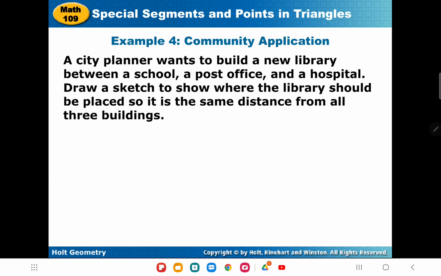An application here. We have a city planner who wants to build a new library that's between a school, a post office, and a hospital. We want to draw a sketch to show where the library should be placed so it's the same distance from all three buildings. In your project, the PBA for this unit, you will be thinking about this in terms of placing a grocery store so that it is equally accessible to all members in a community.